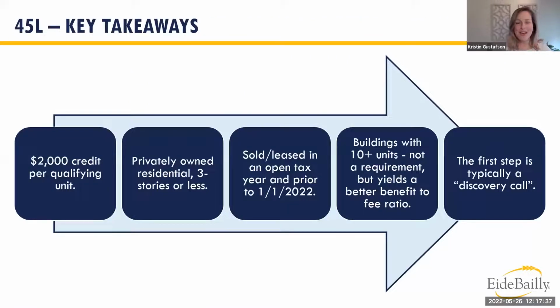So some key takeaways on 45L. It's $2,000 tax credit per qualifying unit. It applies to privately owned residential or 3 stories and less apartment buildings. For properties sold or leased in an open tax year and prior to January 1st, 2022. We're looking at buildings with more than 10 units. This is not a requirement, but it tends to yield a better benefit to fee ratio. And the first step is typically a discovery call. We're happy to have a quick call with you and your team to go over the potential projects and talk about whether or not we think that they have a path to qualification.